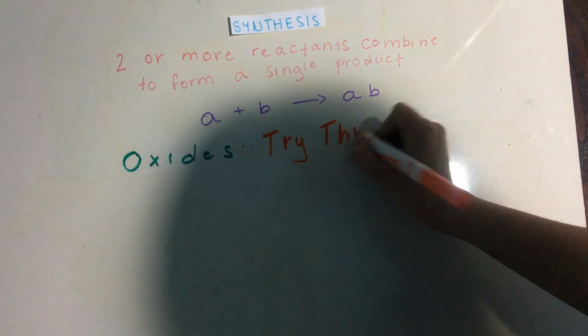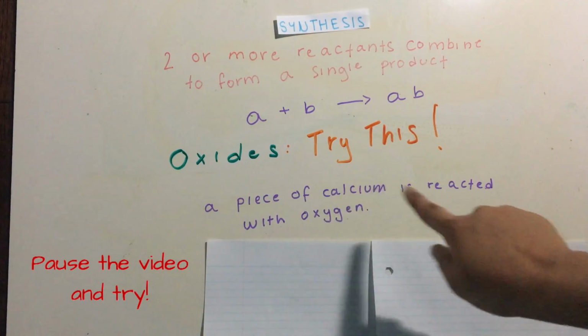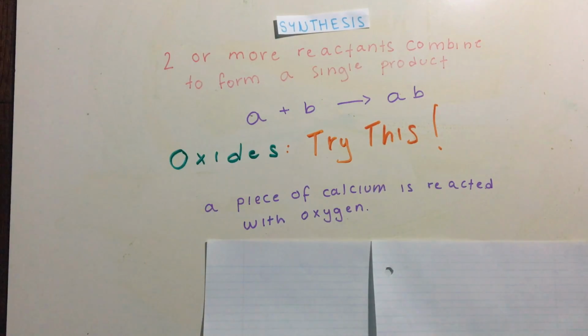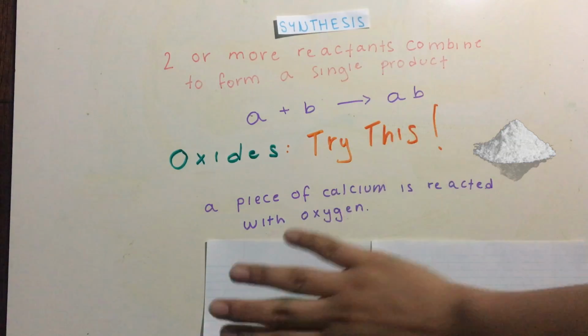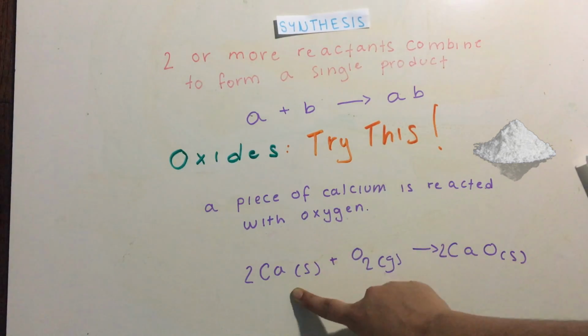Now it's your turn to try. So a piece of calcium is reacted with oxygen to produce calcium oxide.